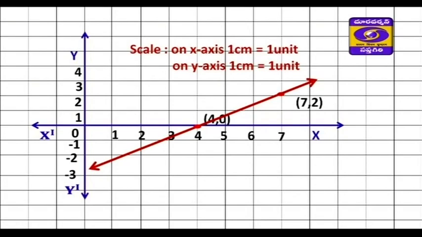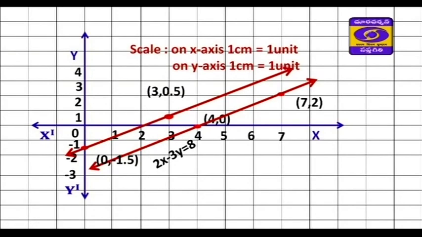These are the coordinates of these two points. Now, I join these 2 points, and I get a straight line. The name of this straight line is 2x minus 3y equal to 8. Then the second line's point is 0, minus 1.5. These are the coordinates of this point. The second point is 3, 0.5, that is half. If we join these two points, here also it is a straight line. If we observe both these straight lines, both are parallel lines. So, here these lines are parallel, and these lines have no solution.